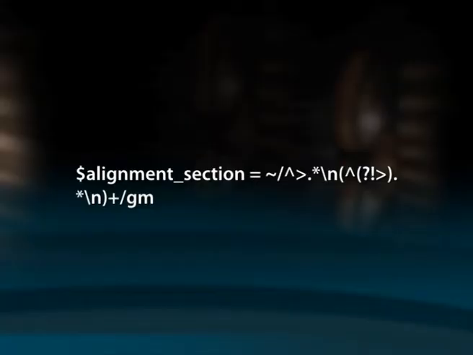$alignment section =~ /^>.*\n(^(?!>).*\n)+/gm. This pattern match, which appears in a while loop within the code, has the modifier m for multiline. The m modifier allows caret to match any beginning of line inside the multiline string and dollar to match any end of line. The regular expression breaks down as follows.